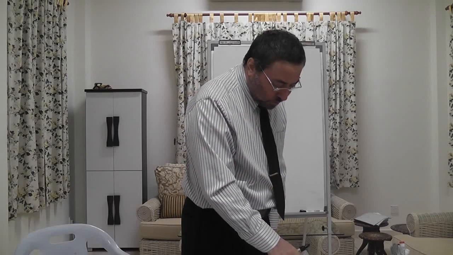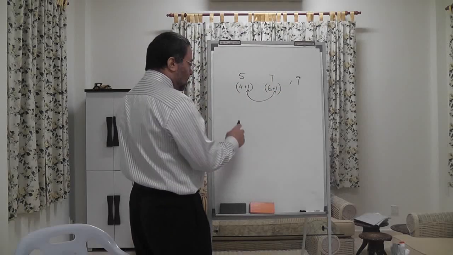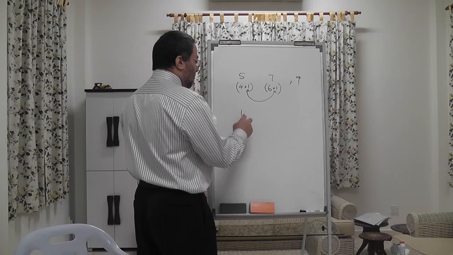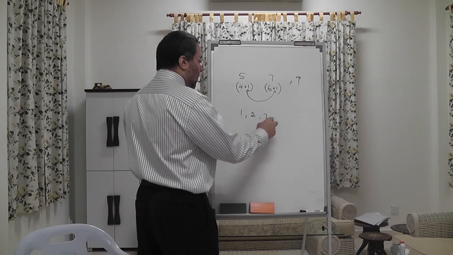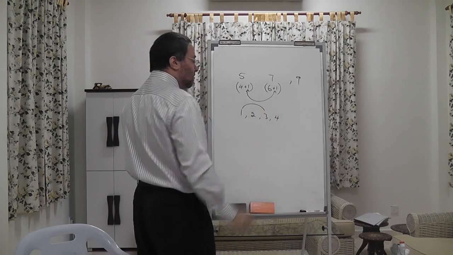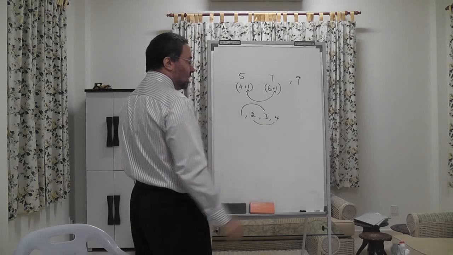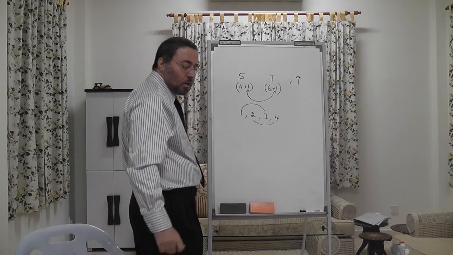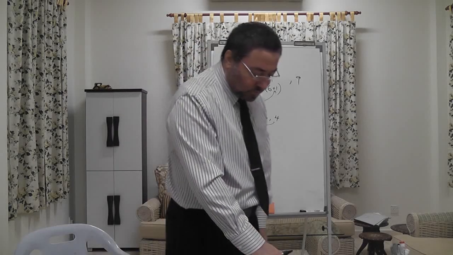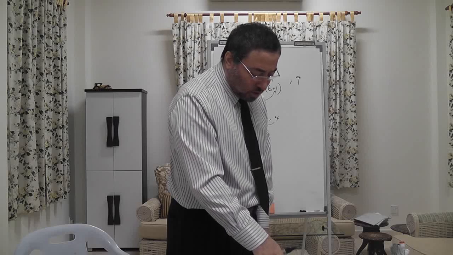Number 20, the sum of any four consecutive integers is never odd. Again, we have four consecutive integers. Let's say 1, 2, 3, and 4. These two will give us an even sum, and these two will give us an even sum, and all together will give us an even sum. So it's never odd.